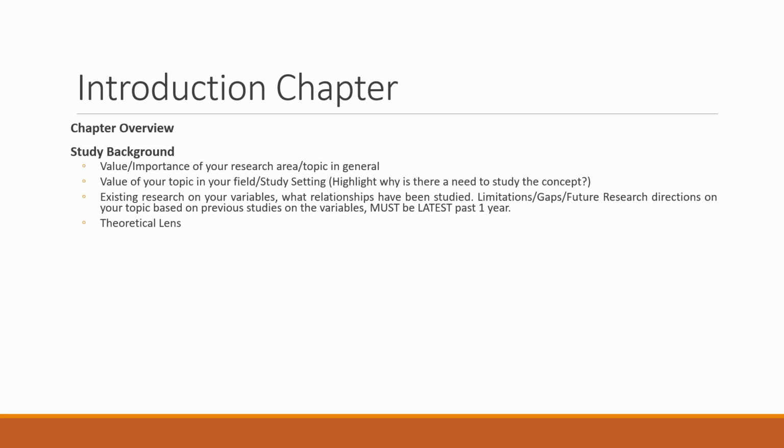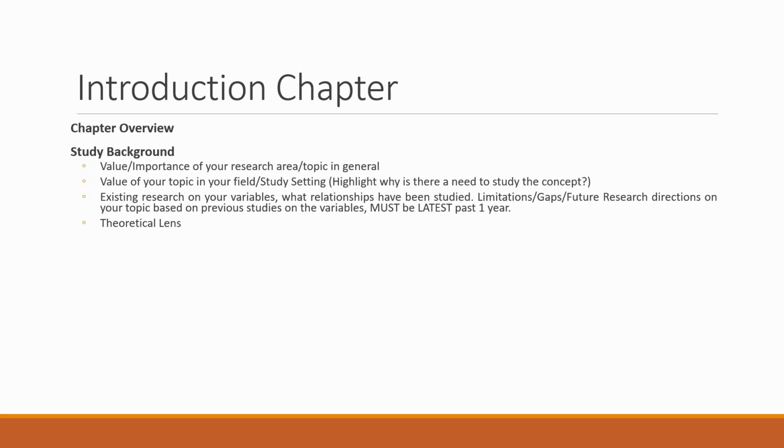And followed by this, you mention the theoretical lens for this study. This is again very important. You mention what theory you are going to use to explain the relationship between your variables. You might not have a theory as well. There are different concepts that might not be studied when, for example, you are explaining the relationship. You might not find a theory.